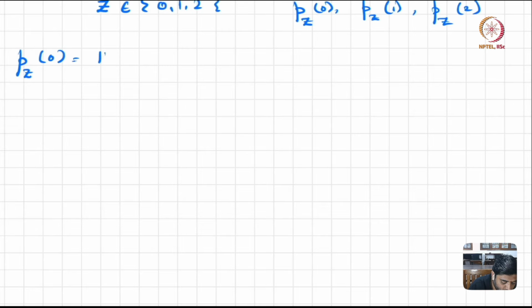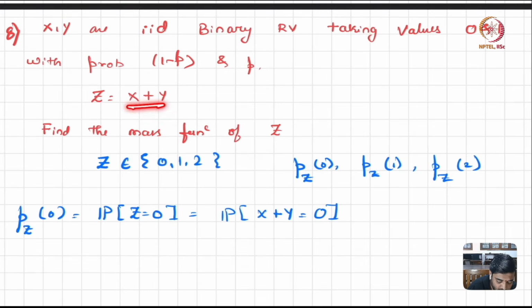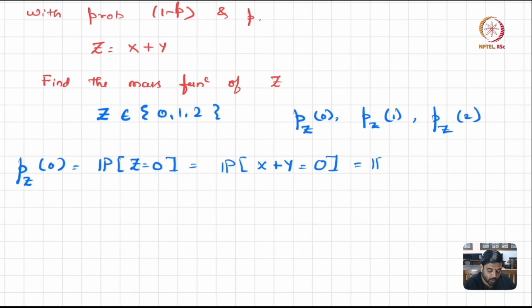Now what do you mean by this? This is the probability that Z takes the value 0. Now what is Z? This is the probability that X plus Y takes the value 0. Now when will X plus Y take the value 0, when X and Y individually can take only 0 and 1? This is possible only when X is 0 and Y is 0, correct? This is the only case.